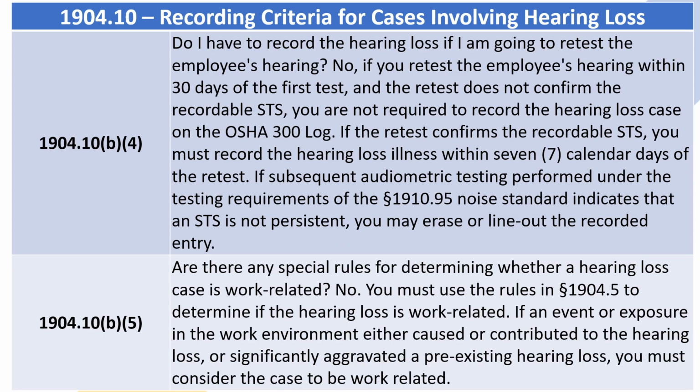1904.10(b)(4). Do I have to record the hearing loss if I am going to retest the employee's hearing? No. If you retest the employee's hearing within 30 days of the first test, and the retest does not confirm the recordable STS, you are not required to record the hearing loss case on the OSHA 300 log. If the retest confirms the recordable STS, you must record the hearing loss illness within 7 calendar days of the retest. If subsequent audiometric testing performed under the testing requirements of the Section 1910.95 noise standard indicates that an STS is not persistent, you may erase or line out the recorded entry.